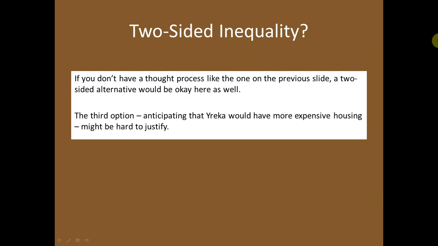As far as the other possible inequalities are concerned, there must be a way to justify a two-sided inequality. It's just not something that I'm seeing right away. However, the other one-sided inequality, anticipating that Yreka would have more expensive housing, that one's kind of hard to justify, I would think. I think if you're going to do a one-sided alternative, it's probably the one that I've got. And the way that I had it set up on the previous slide with the map, that's the way that I'm going to go through the rest of the hypothesis test.